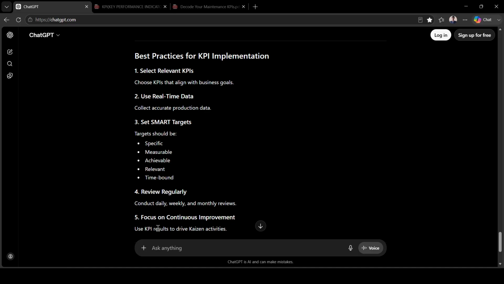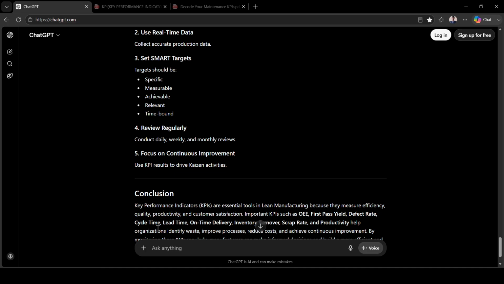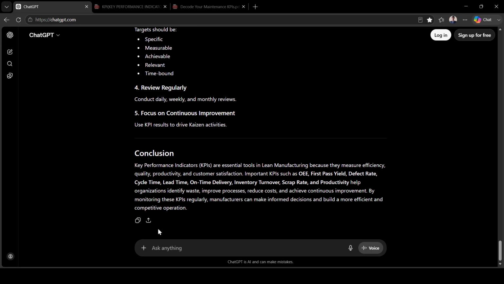Best practices for KPI implementation. First, select relevant KPIs that align with business goals. Second, use real-time data and collect accurate production data. Third, set SMART targets: specific, measurable, achievable, relevant, and time-bound. Fourth, review regularly with daily, weekly, and monthly reviews. Fifth, focus on continuous improvement and use KPI results to drive Kaizen activity.